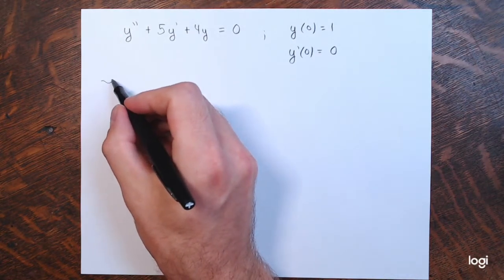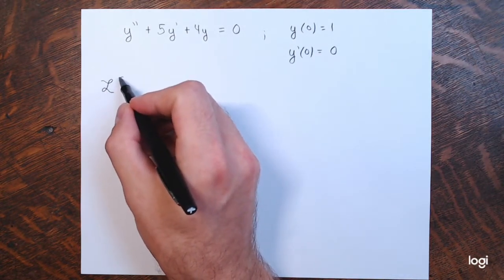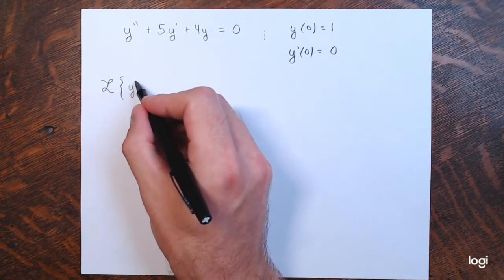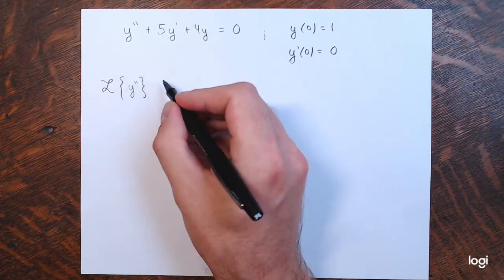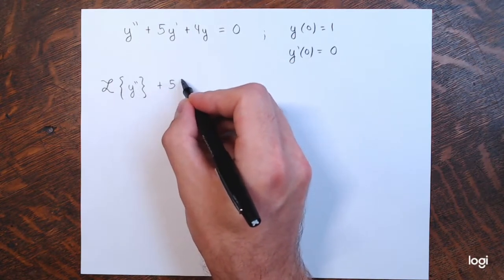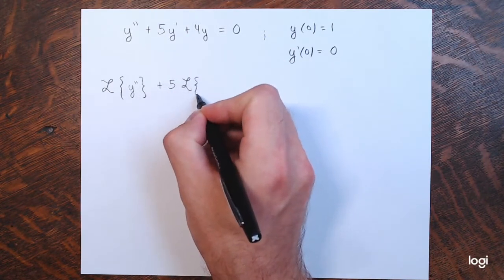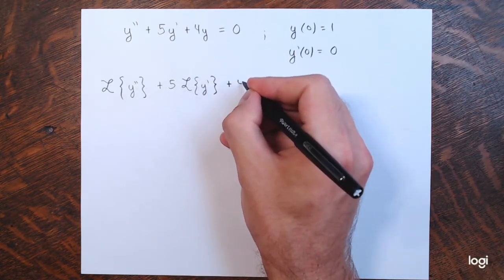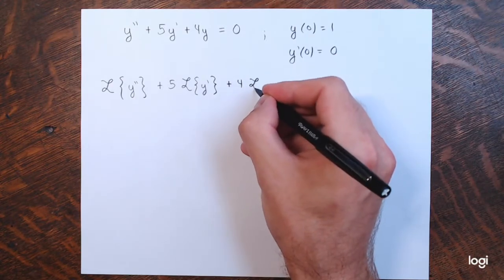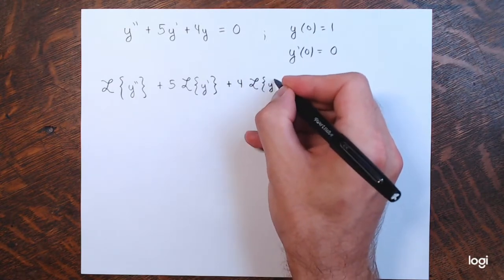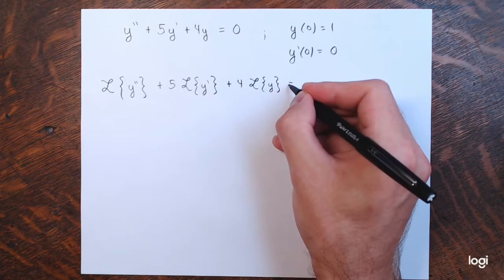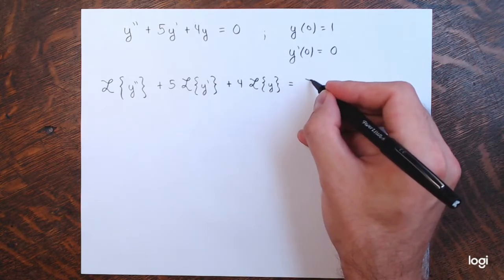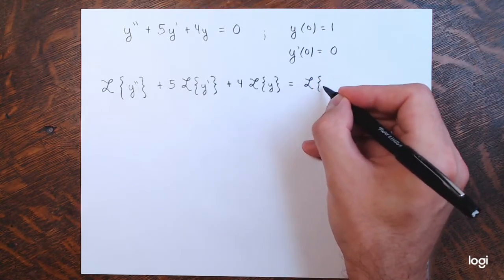So I'm taking the Laplace transform of both sides. I'm going to use the linearity property on the left. So we have the Laplace transform of y double prime, plus 5 times the Laplace transform of y prime, plus 4 times the Laplace transform of y, equals the Laplace transform of 0.